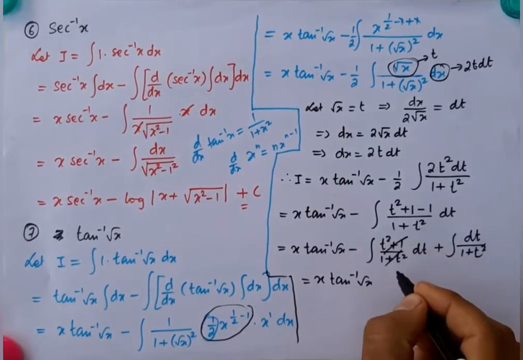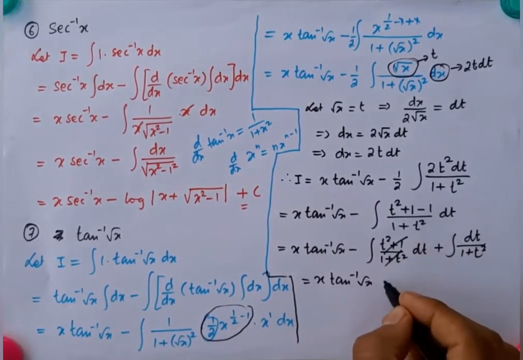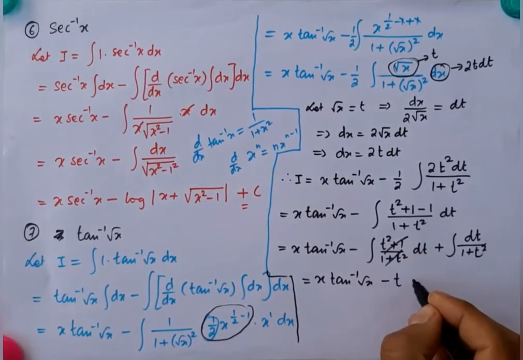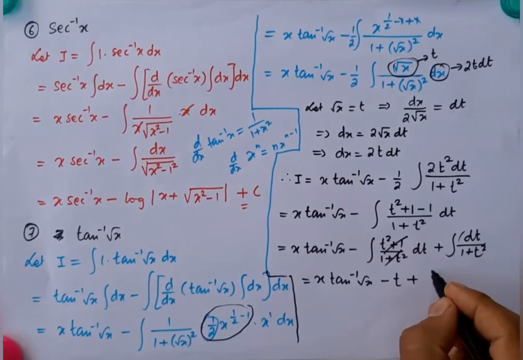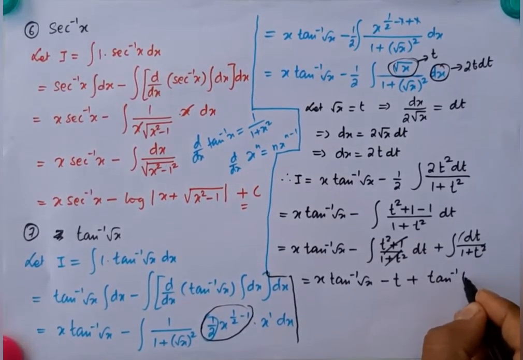So we have equals to x tan inverse root x. So you see that they get cancelled, so it's just integral of dt, which is just t, isn't it? Plus, and what is this? The integral of this will be exactly tan inverse t, isn't it?